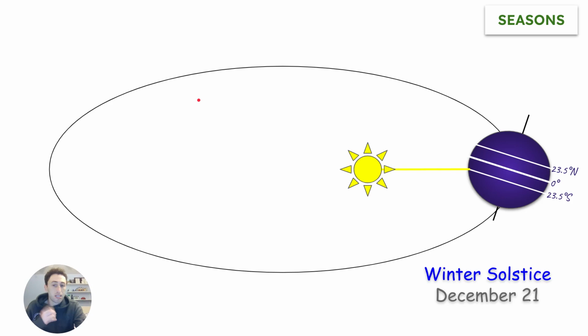So again, you have the 4 seasons. The winter solstice, we're facing away from the sun. Therefore, it's going to be less direct rays and less hours of sunlight. So it's going to be colder.